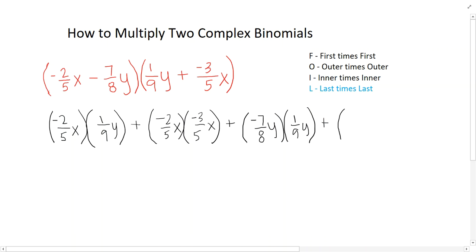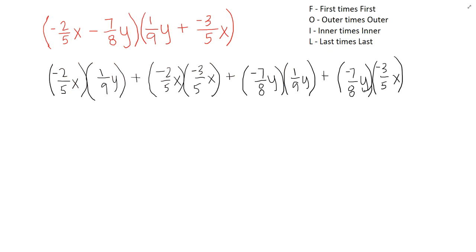And then the last terms, -7/8 y times -3/5 x. So now we simplify, and -2/5 x times 1/9 y is the same as -2/5 times 1/9 times x times y.